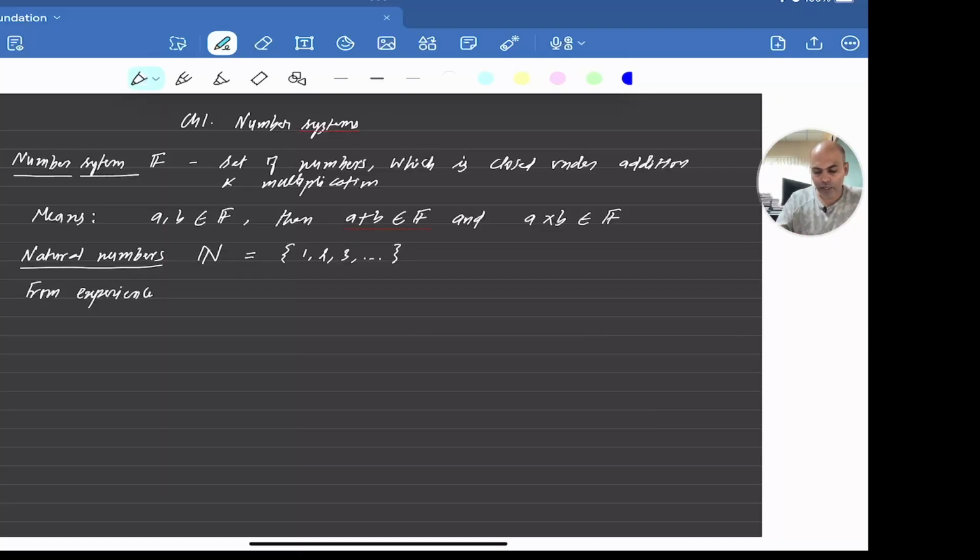So from experience, we know that if you take any two numbers that are in the set of natural numbers, for example 2 and 3, their sum 5 is also a natural number, and their product 6 is also a natural number. So from our experience, we know that N is a number system.